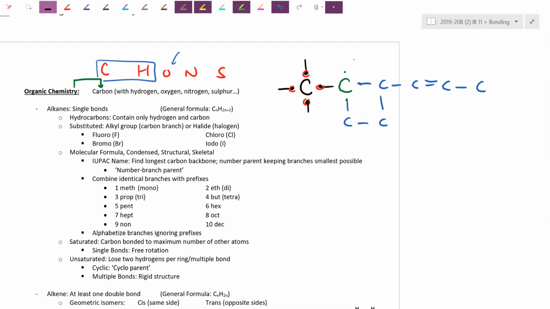So we're going to start off here with our simplest family. We're going to do a lot of the basics and the naming rules here with this basic family, and then we're just going to extend it later on to other families.